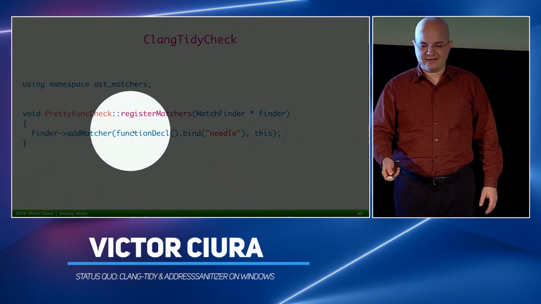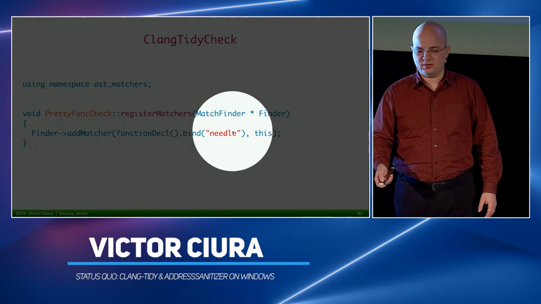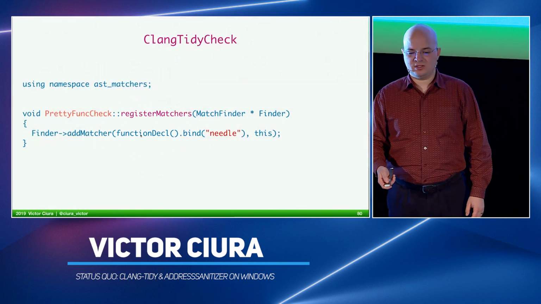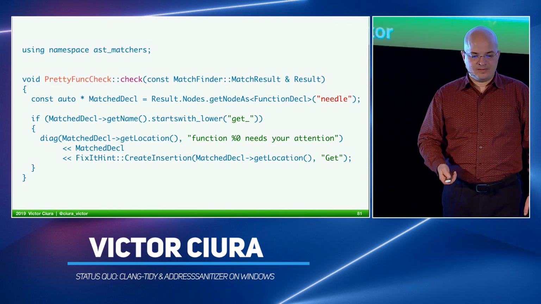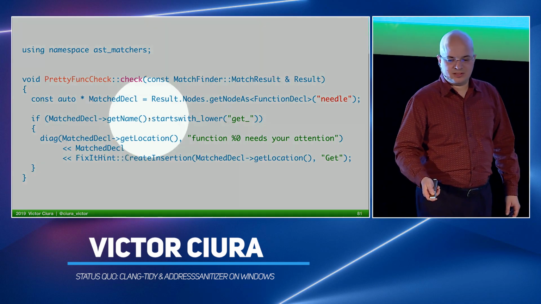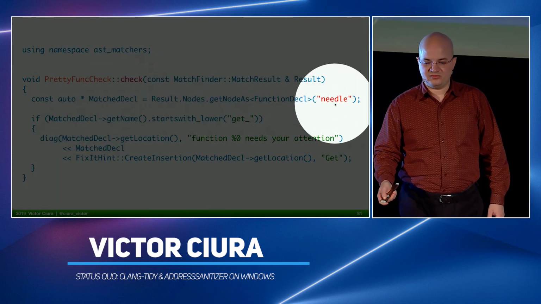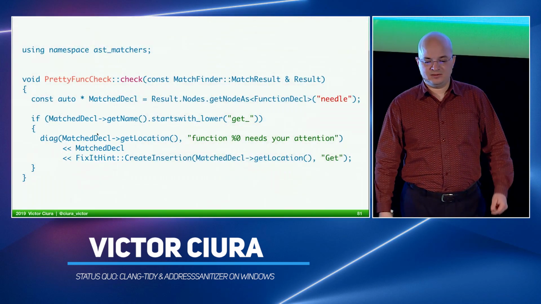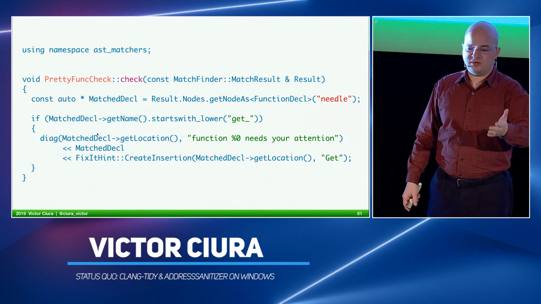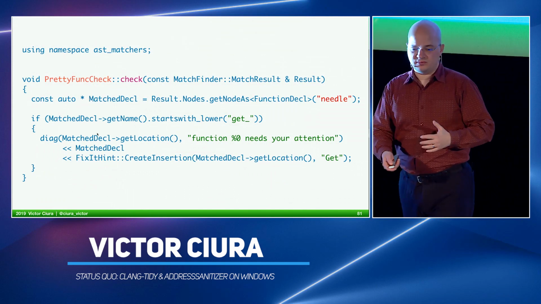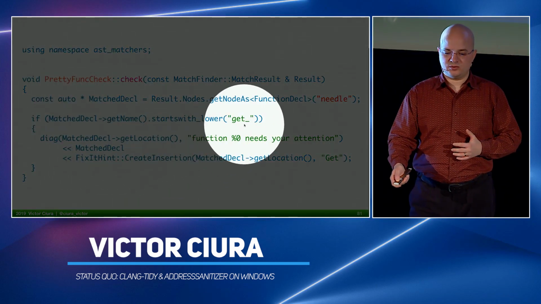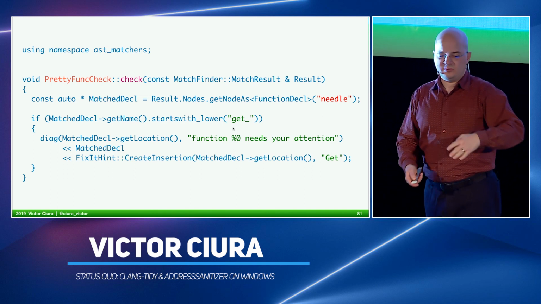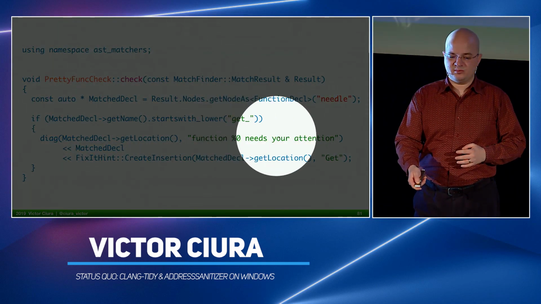So let's register a matcher. We have to bind, we give it an identifier, let's say needle, and we have to bind it to function declarations. This is how we bind it to function declarations. And the check basically verifies that we have the registered matcher. And because we matched function declarations, if the function starts with get underscore, this is what we're targeting, then the diagnostic issued would be this string. This is the diagnostic we want to print out.